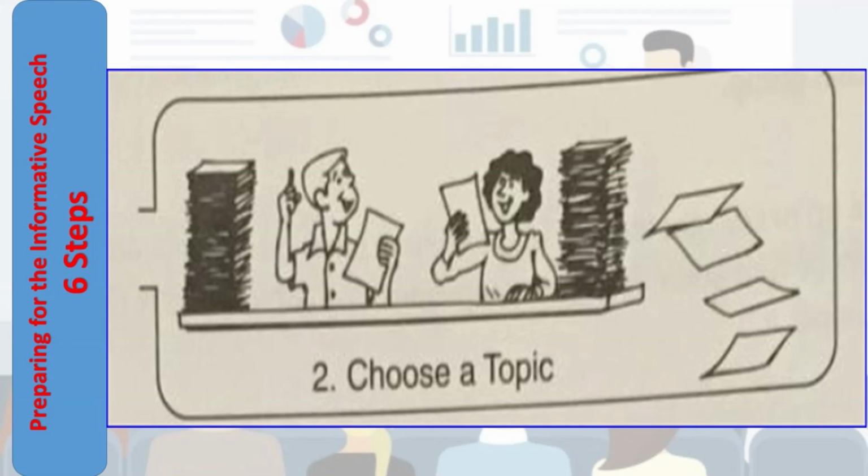The second step, choosing your topic. You need to be very careful while choosing a topic. For example, you can choose a topic about an experience you remember vividly, or something you care about deeply, a social problem, or something you are skilled at doing, and a subject that you are very knowledgeable about.